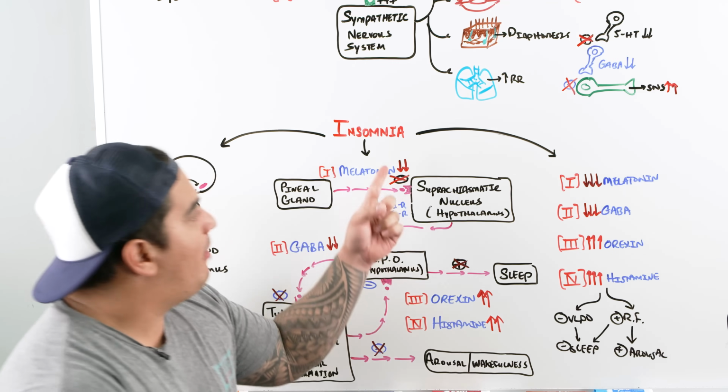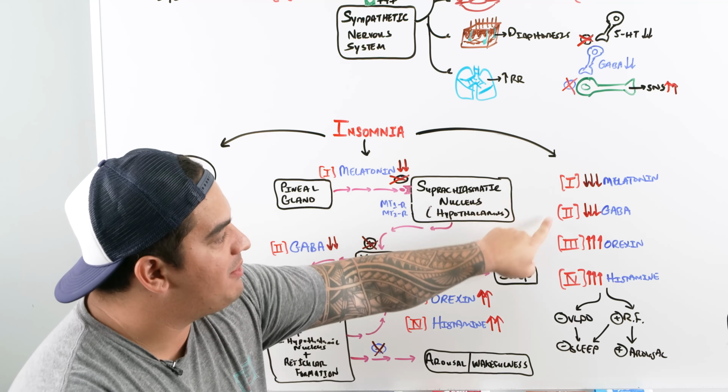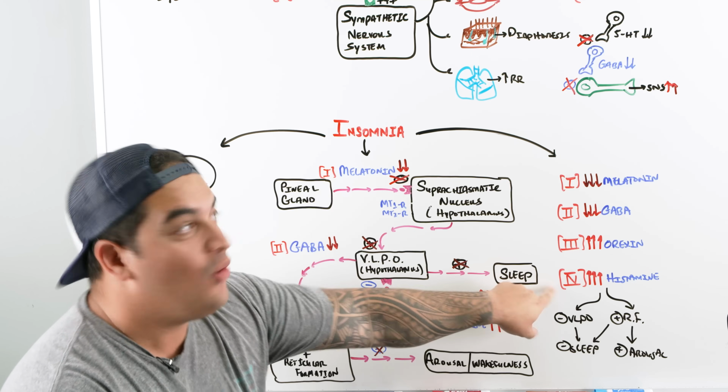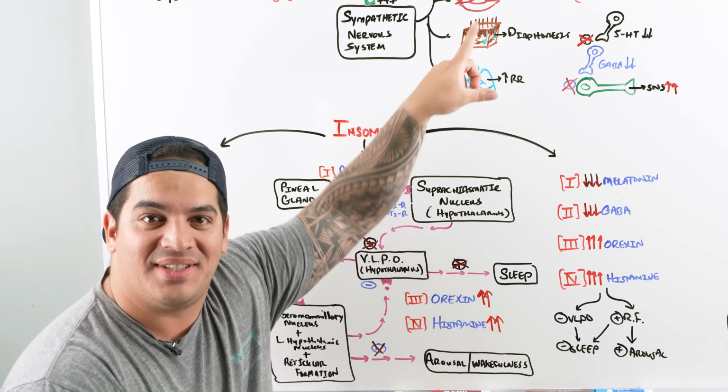So if we come up with hypnotics, the hypnotics should be able to increase melatonin, increase GABA, decrease orexin, and decrease histamine. Whereas with anxiolytics, we need to come up with drugs that increase GABA and increase serotonin.